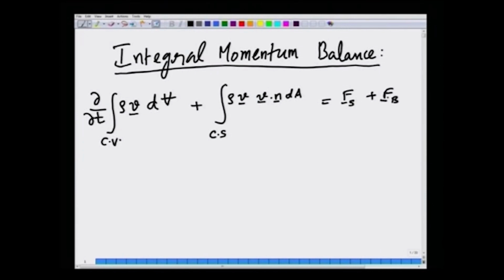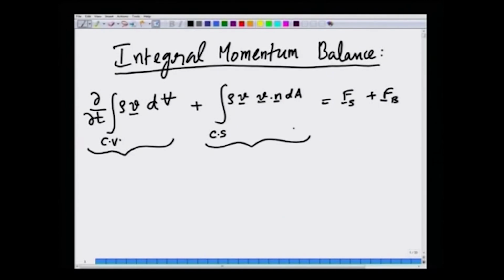So, this term tells you how momentum changes within a fixed region of space, that is a control volume, and this is the term that denotes how momentum enters and exits the control volume by virtue of flow. So, this is the momentum flux term that enters and exits the control volume through the control surfaces, and these are the surface and body forces.